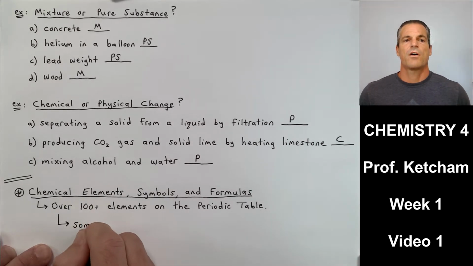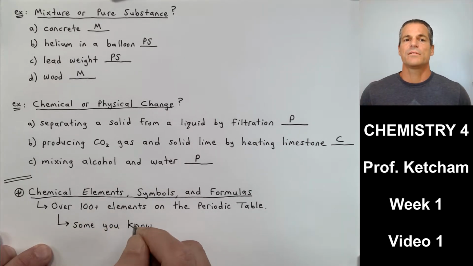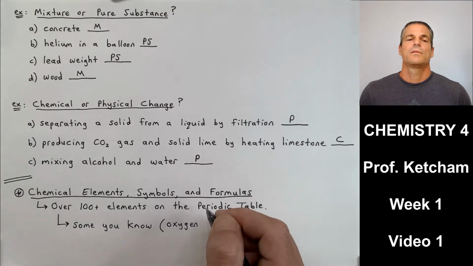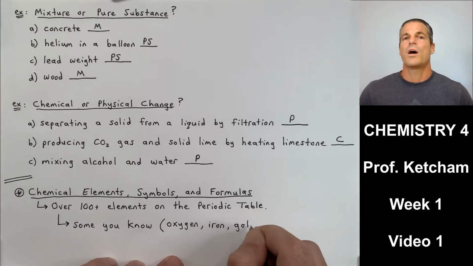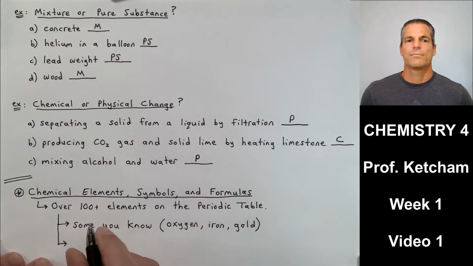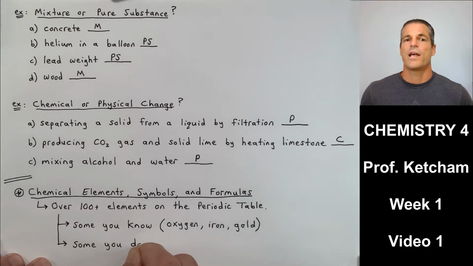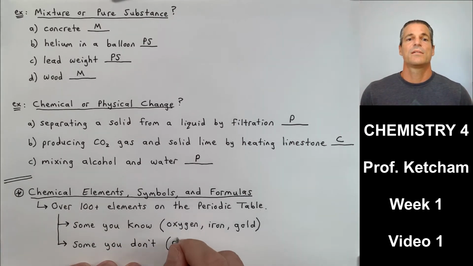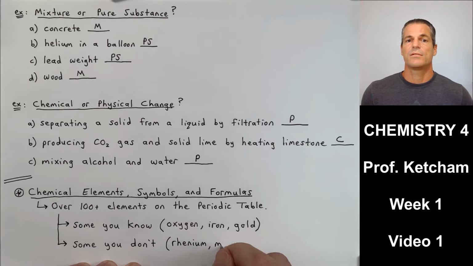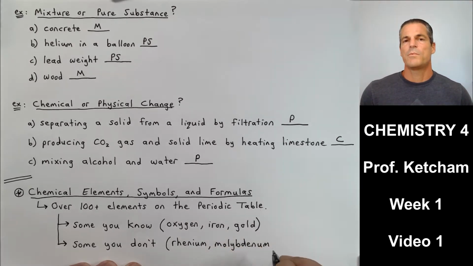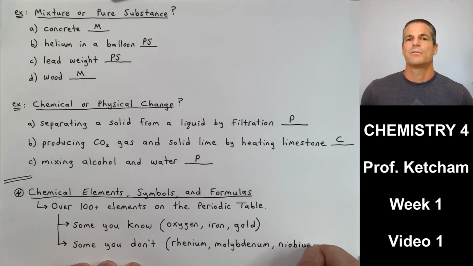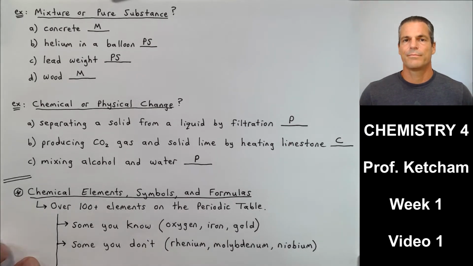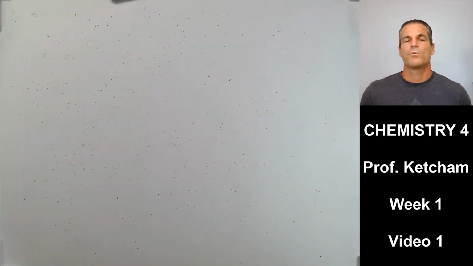Bottom of the page, star, chemical elements, symbols, and formulas. All right, so we're going to talk broadly about the periodic table now, and there's almost 120 or so elements on the periodic table nowadays. Some you know: oxygen, iron, gold. Some you've never even heard of, like rhenium, molybdenum, niobium, californium. There's some really weird ones.